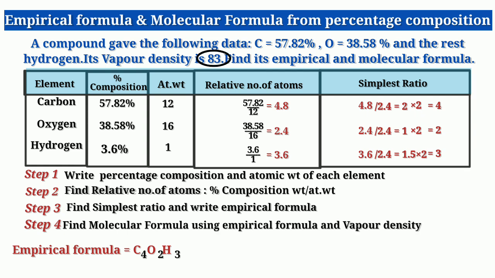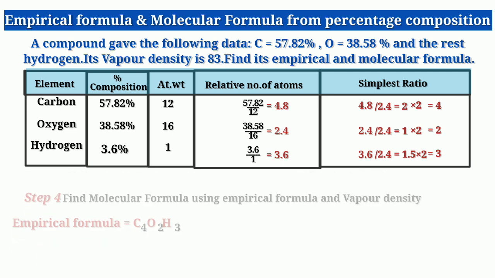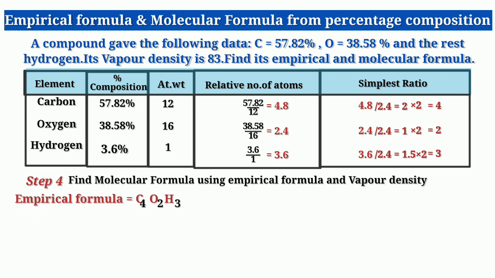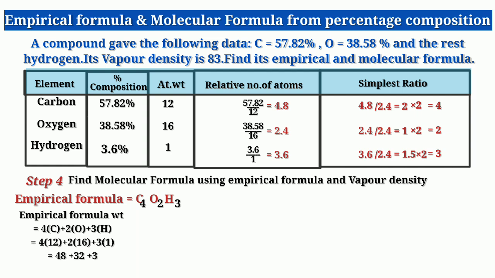Let us clear this space for step 4. To find molecular formula, we need empirical formula weight and molecular formula weight. Let us find empirical formula weight, which is equal to 4 carbon, 2 oxygen and 3 hydrogen. 4 into 12 plus 2 into 16 plus 3 into 1, which is 48 plus 32 plus 3, which comes to 83. We have to now find molecular weight, which is equal to 2 into vapor density. That is 2 into 83. It comes to 166.